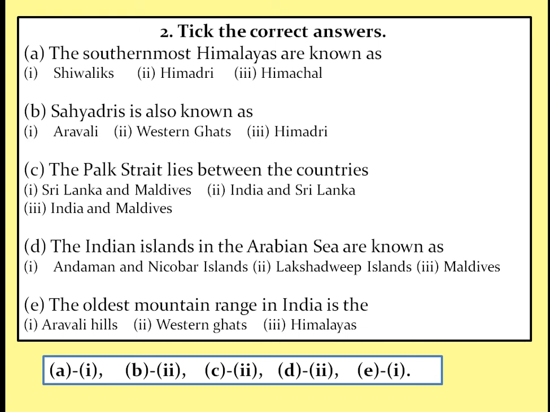Next, the Palk Strait lies between which countries? The answer is India and Sri Lanka. The Indian islands in the Arabian Sea are known as, so which island is lying in the Arabian Sea? The correct answer is Lakshadweep Islands. Last, the oldest mountain range in India is, so which one is that? That's the Aravali Hills.